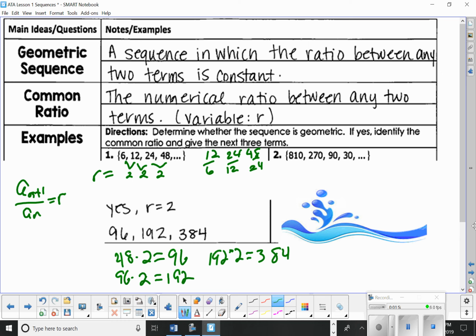Now, what if when I do all this division it's not the same? Then you just say no. Right now you're just being asked about geometric. Later on you'll be asked to check for arithmetic and then geometric and then go on. Try number 2.